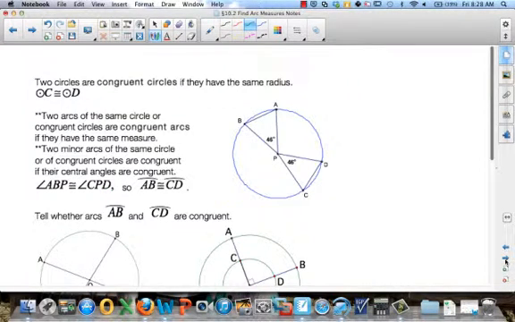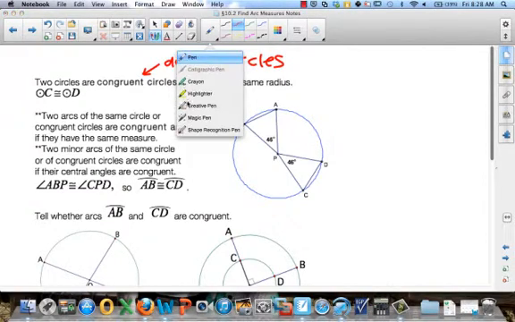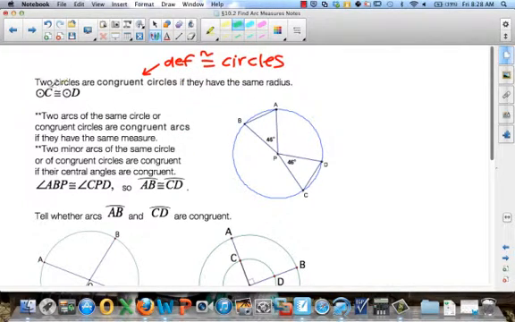Okay? We've got two more quick definitions. The first one is the definition of congruent circles, which says that two circles are congruent if they have the same radius. Okay? Circles are congruent if they have the same radius. Remember congruency, it's kind of that idea about same shape, same size. So of course circles are the same shape, because they're circles. Size of a circle has to do with the radius. So if they have the same size, then they're going to have the same radius.